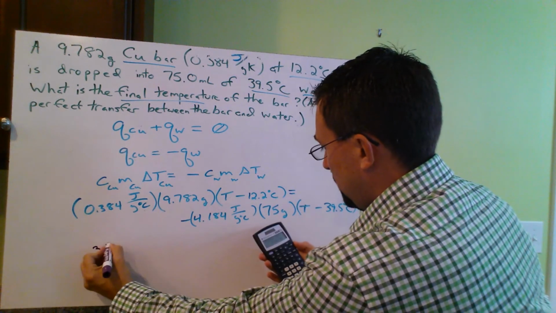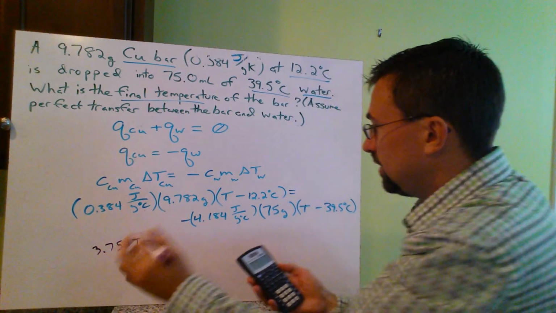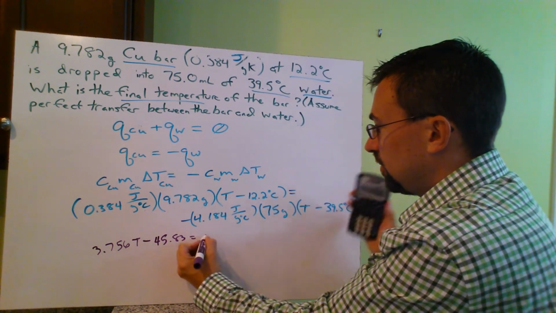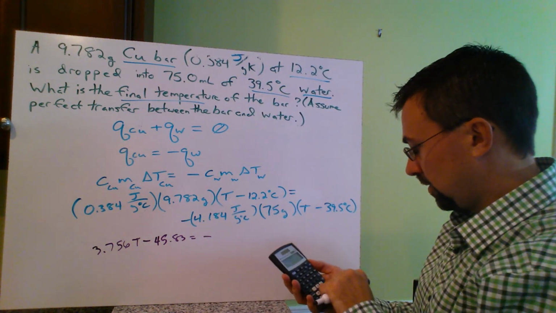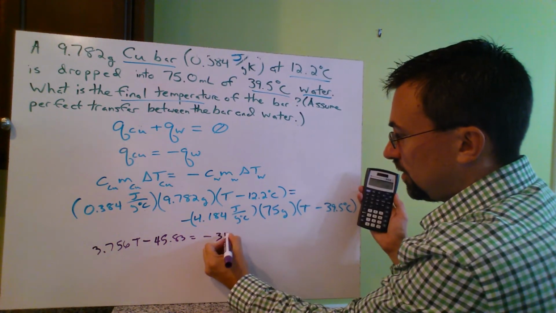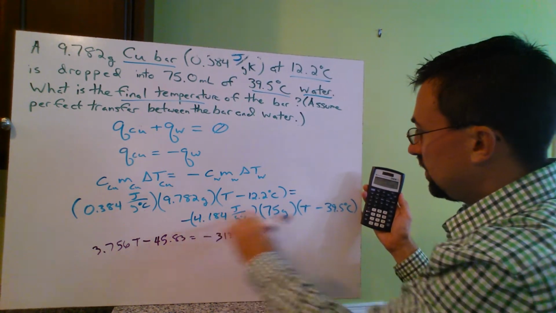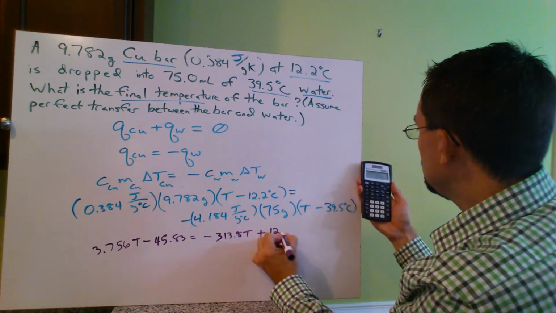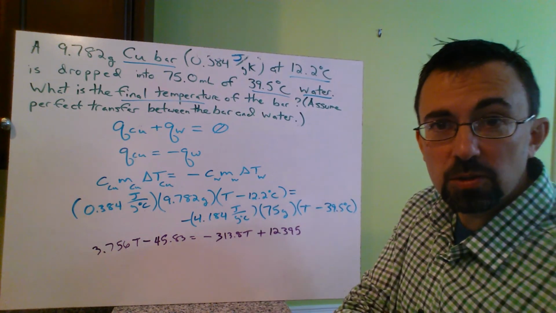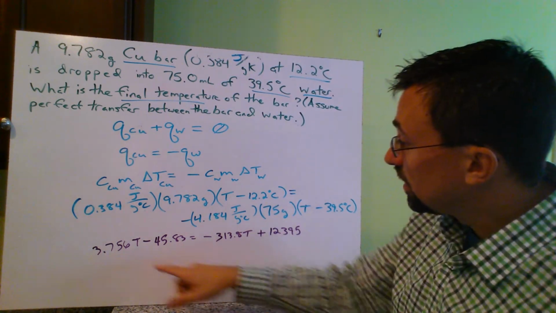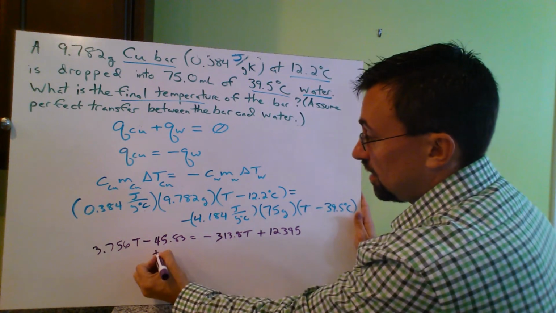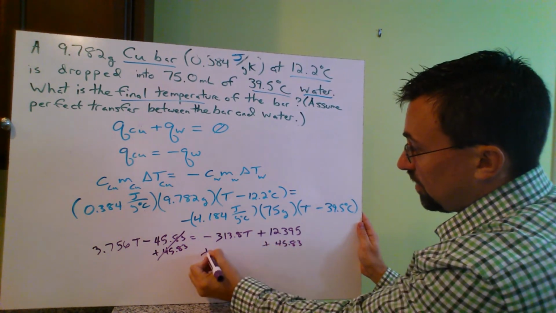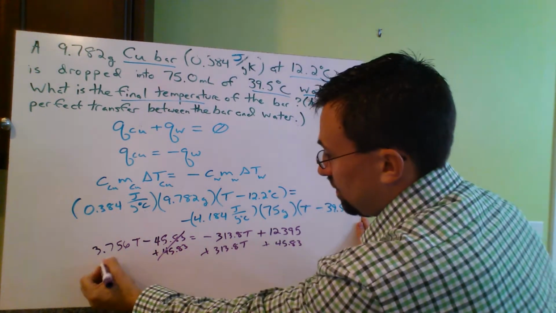It is 3.756 T minus 45.83 equals negative 313.8 T plus a negative times a negative, 1,200, 395. Now this is like where we set the two lines equal to each other the last couple weeks in lab. So we're going to add 45 to both sides. We're going to add 313.8 T to both sides.